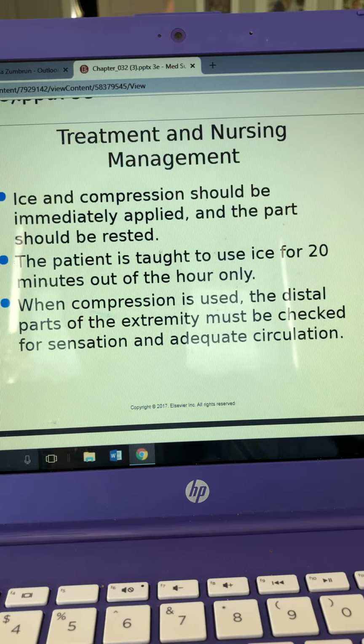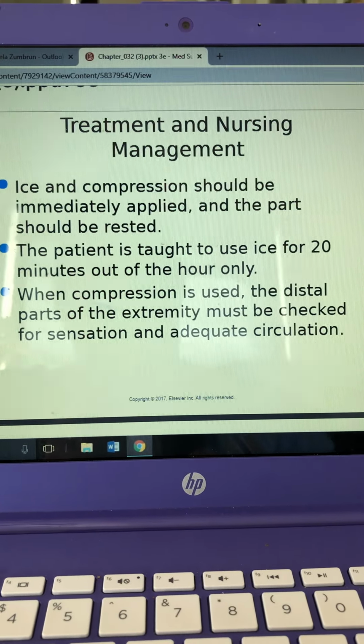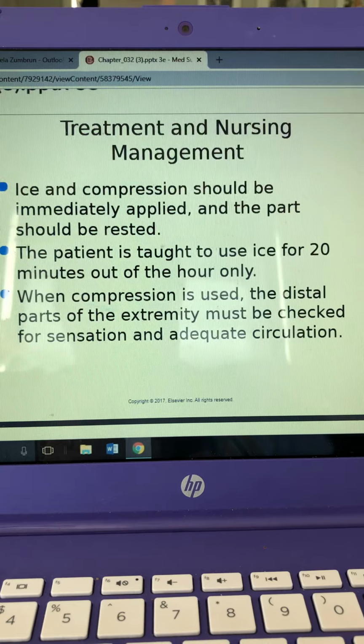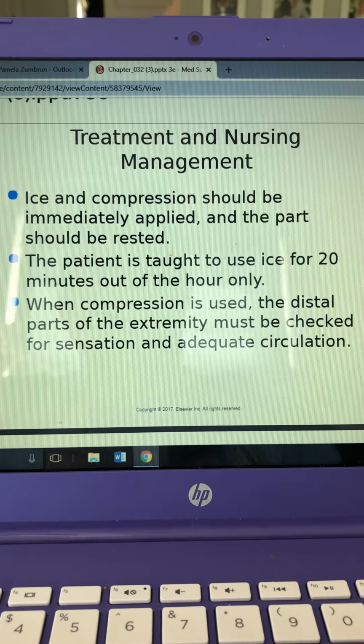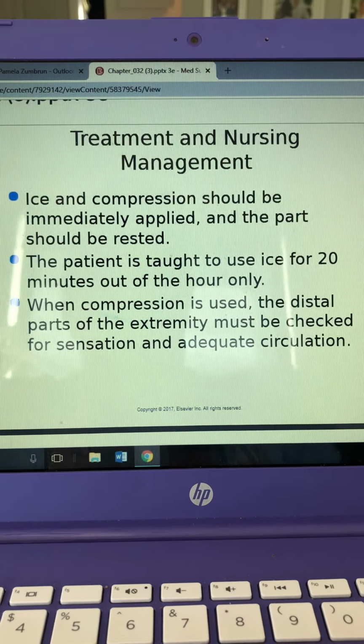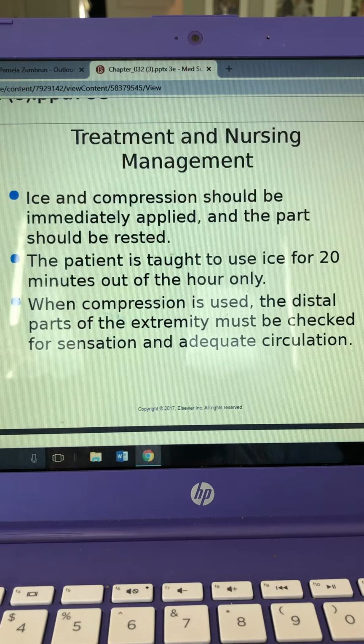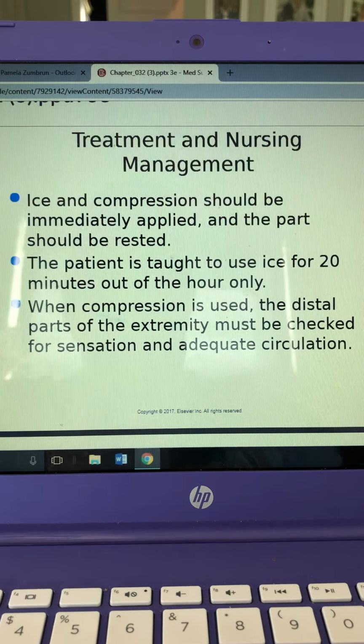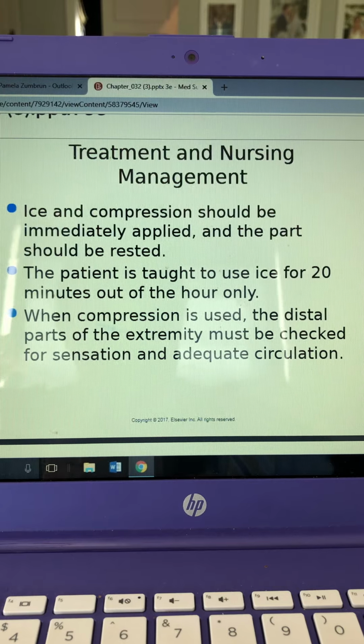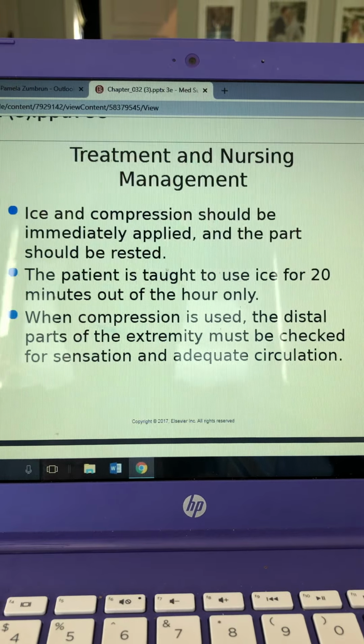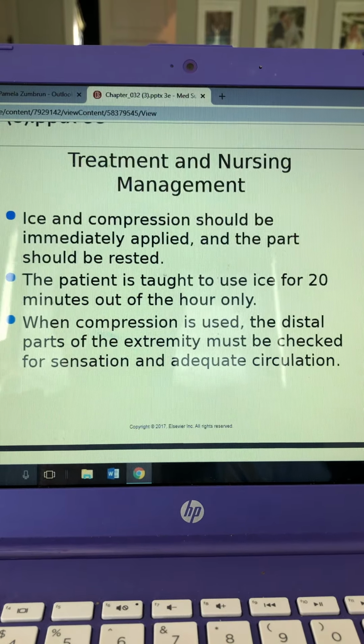Okay. Ice and compression should be immediately applied if a strain, and the part should be rested. Patient is taught to use ice for 20 minutes out of the hour only. That's a good rule of thumb. And when compression is used, the distal parts of the extremity must be checked for sensation and adequate circulation. I will say that again.